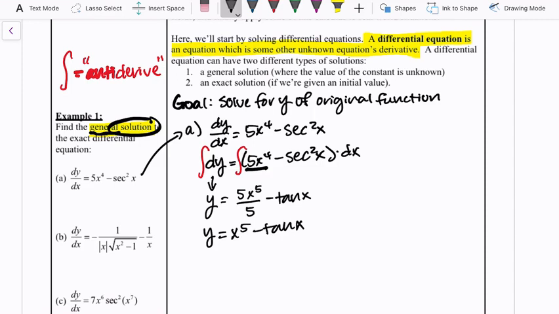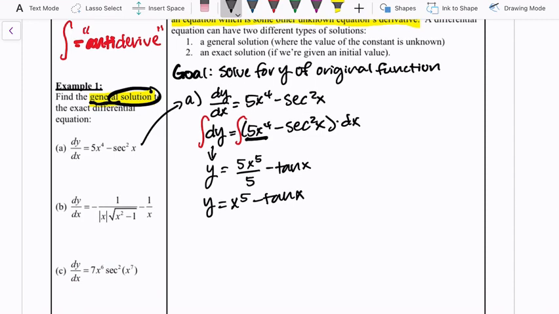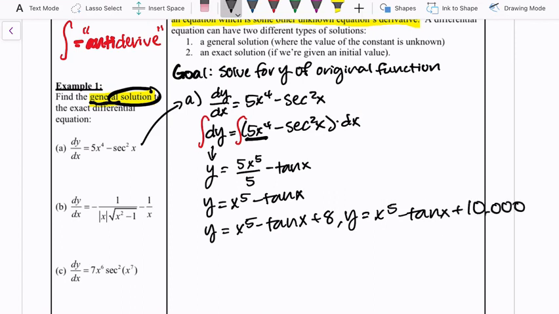Here's one solution. I could also have a solution that maybe looks like this. Maybe I have y equals x to the 5th minus tangent x plus 8. That's another solution, right? Or I could have y equals x to the 5th minus tangent of x plus 10,000. That's another solution. So really what you're seeing is I am adding some sort of constant onto the end.